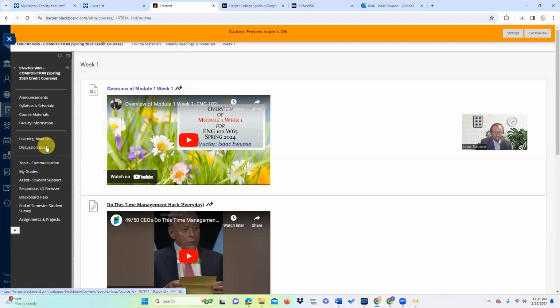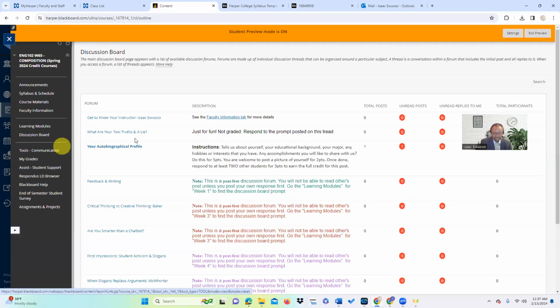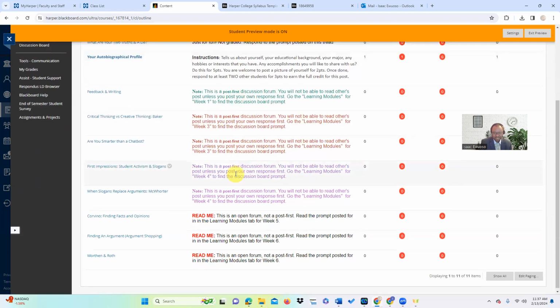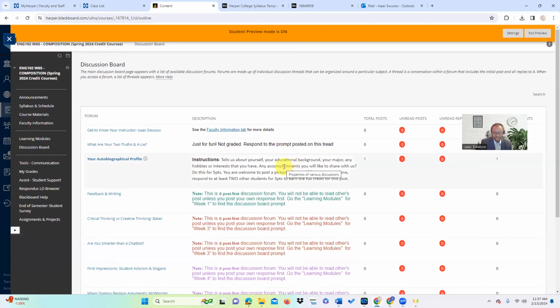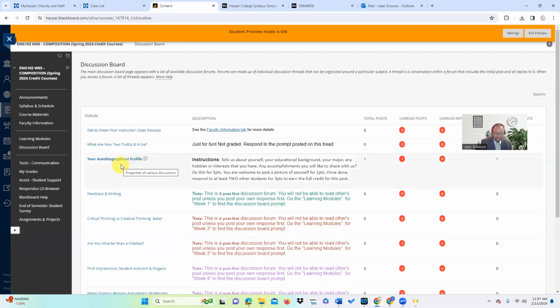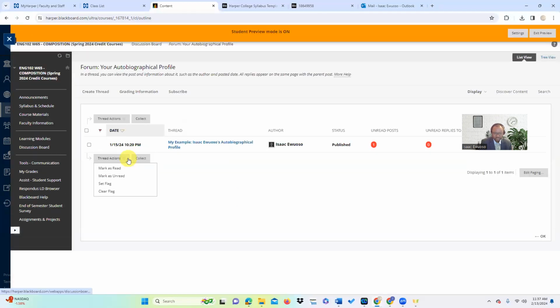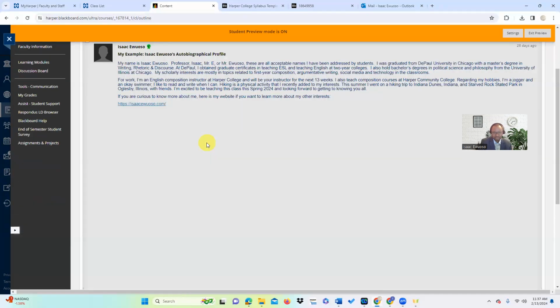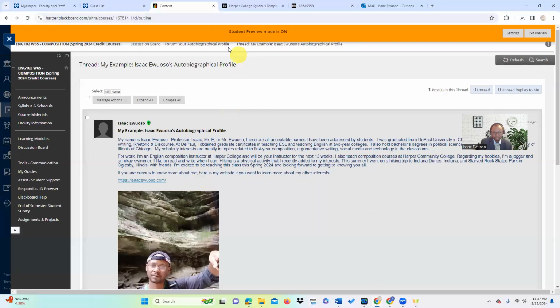What else do I need to cover that I haven't? Okay, the discussion board. If you look at the discussion board, this is what you can see on your end, but things are not always available because I look at what needs to be completed and who needs to complete it. In a given week, you may have a discussion board post to complete. So your autobiographical profile is one of the first activities you'll complete. On the discussion board, I have a sample right here. So take notes of what I did. I encourage you all to do the same as well.